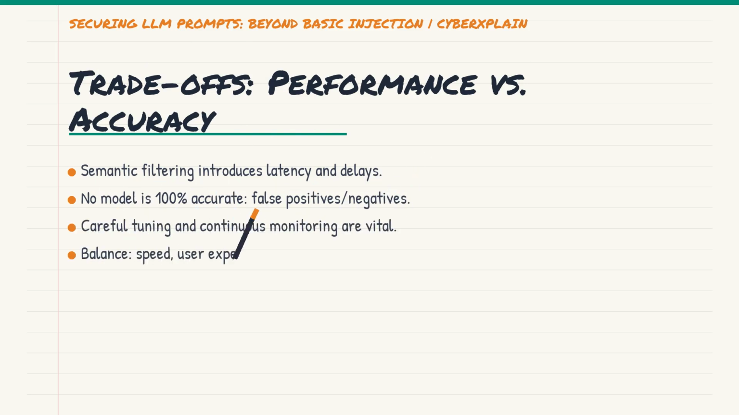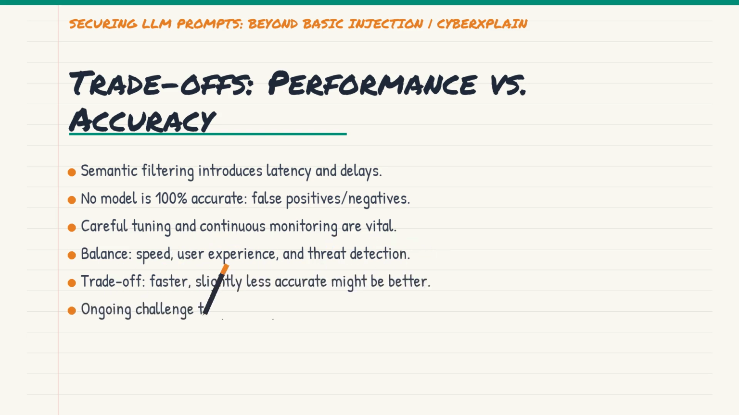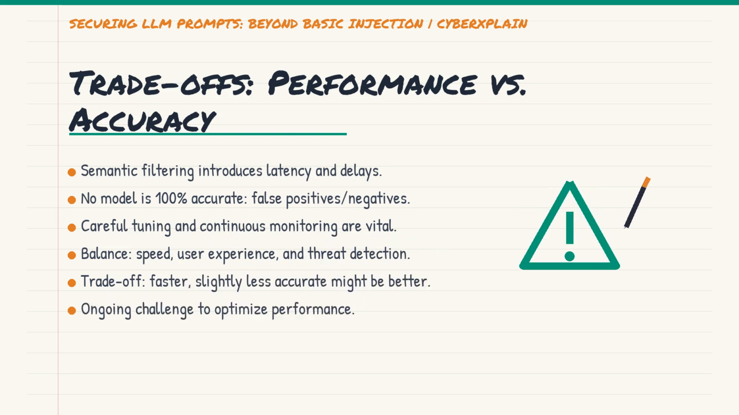Running every prompt through an additional AI model, especially a complex one, introduces latency. Users might notice a slight delay in responses. Plus, no classification model is 100% accurate. You'll have false positives, safe prompts flagged as malicious, and false negatives, malicious prompts missed. We need to carefully tune these models and continuously monitor their performance. It's a balance between speed, user experience, and catching those sneaky attackers. Sometimes a faster, slightly less accurate model is better than a slow, perfect one.